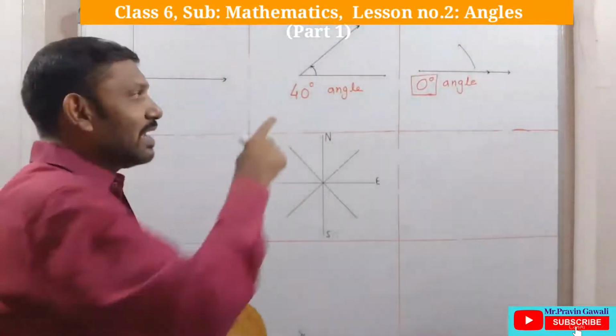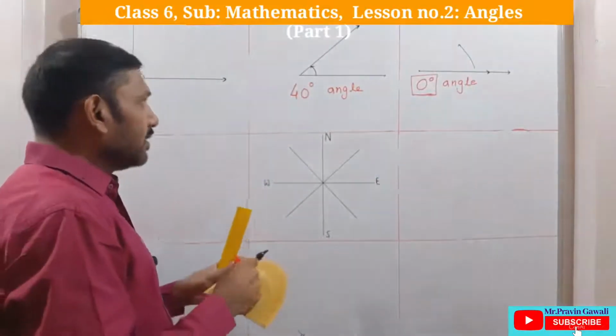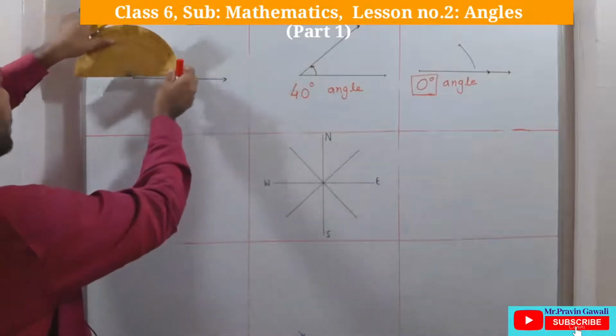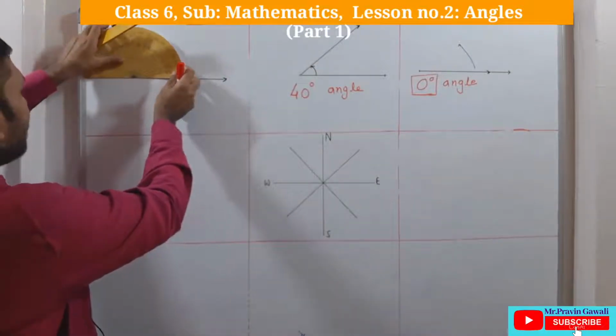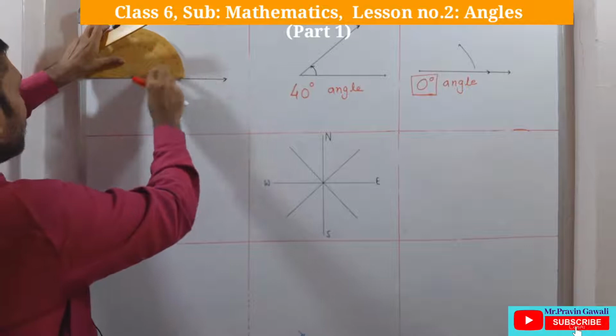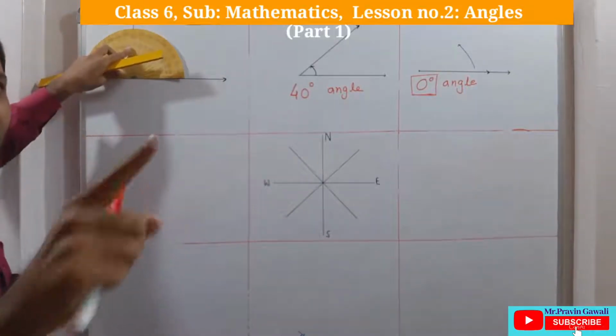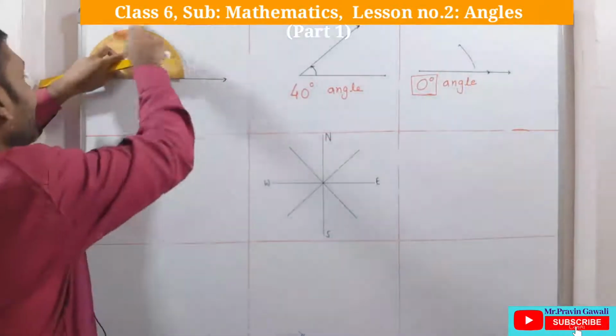I will tell you the name of this angle within 1 minute. Now, see, I will measure this one. I will keep it on the point and then I will measure it. See, student, can you see? It is 90 degrees. Yes, can you see, student? It is a 90 degree angle.